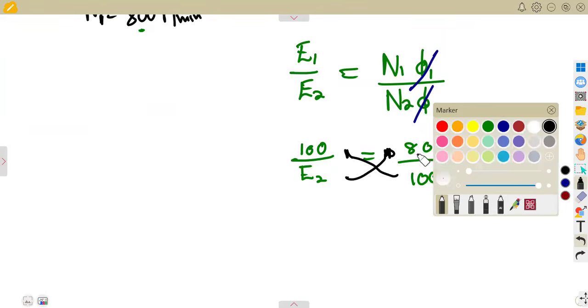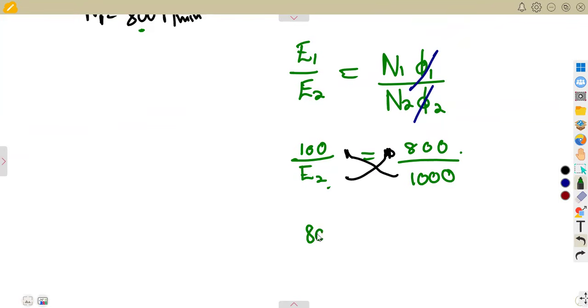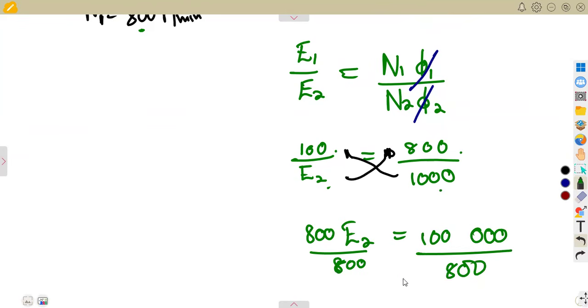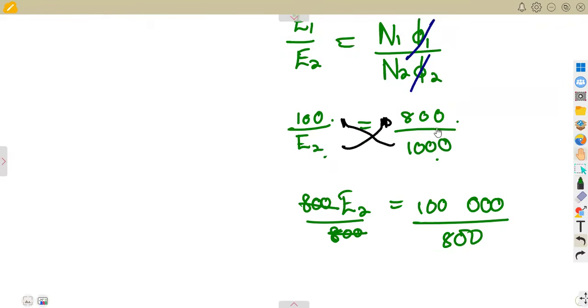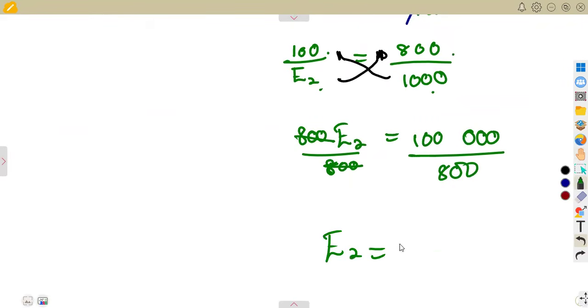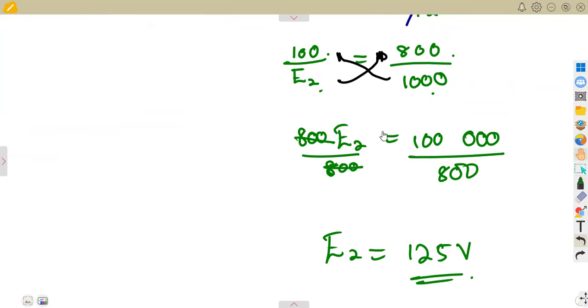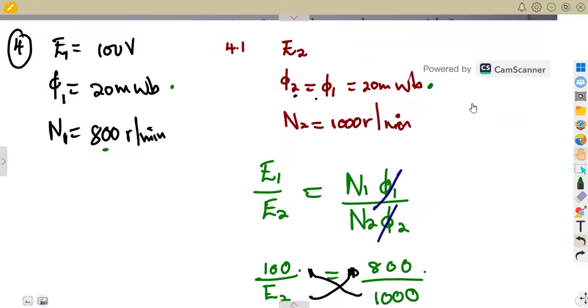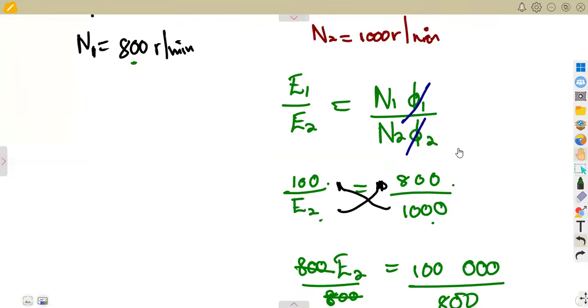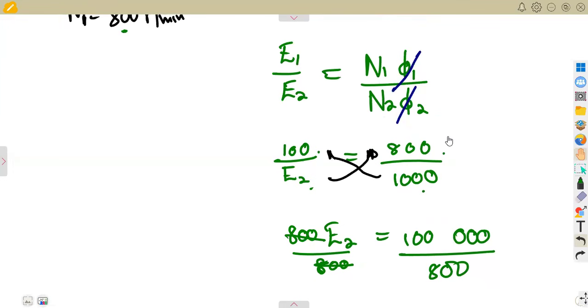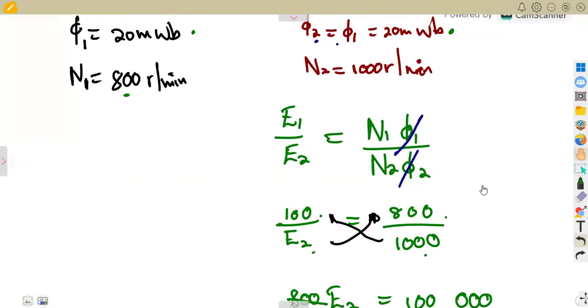That means by cross multiplying, E2 times 800, that is 800 E2, is equal to 100 times 1000, that will be 100,000. So we can divide by 800 both sides to determine our E2, which is the generated EMF at this condition that we are given. So that was going to be 125 volts. So that is how you can attempt this typical question. All you need is to make sure that you apply exactly according to the information that you are given.